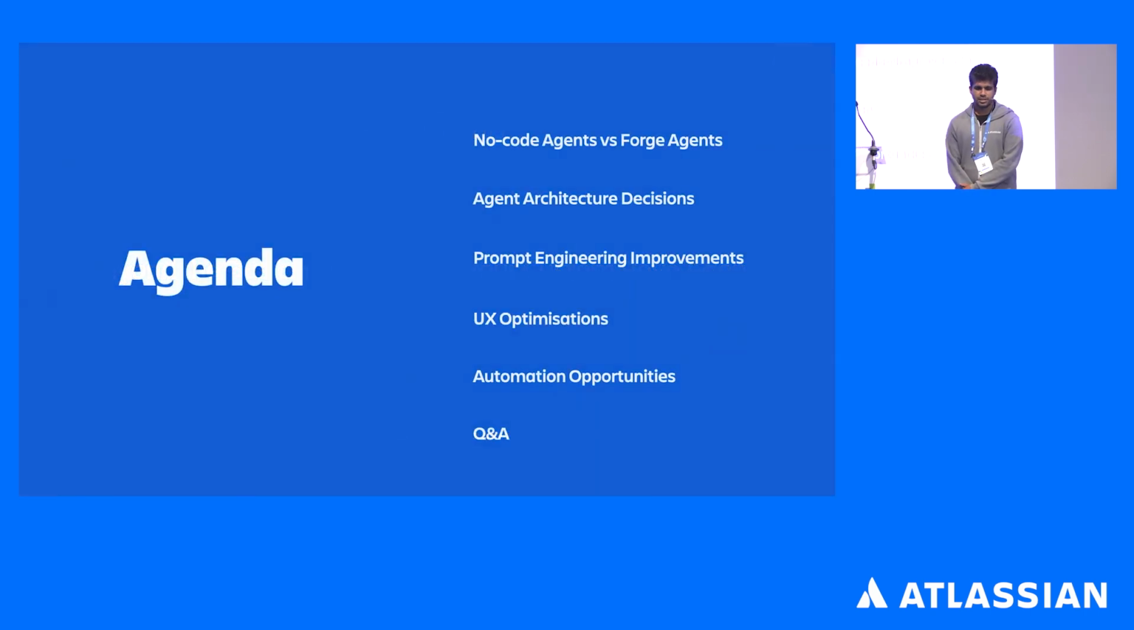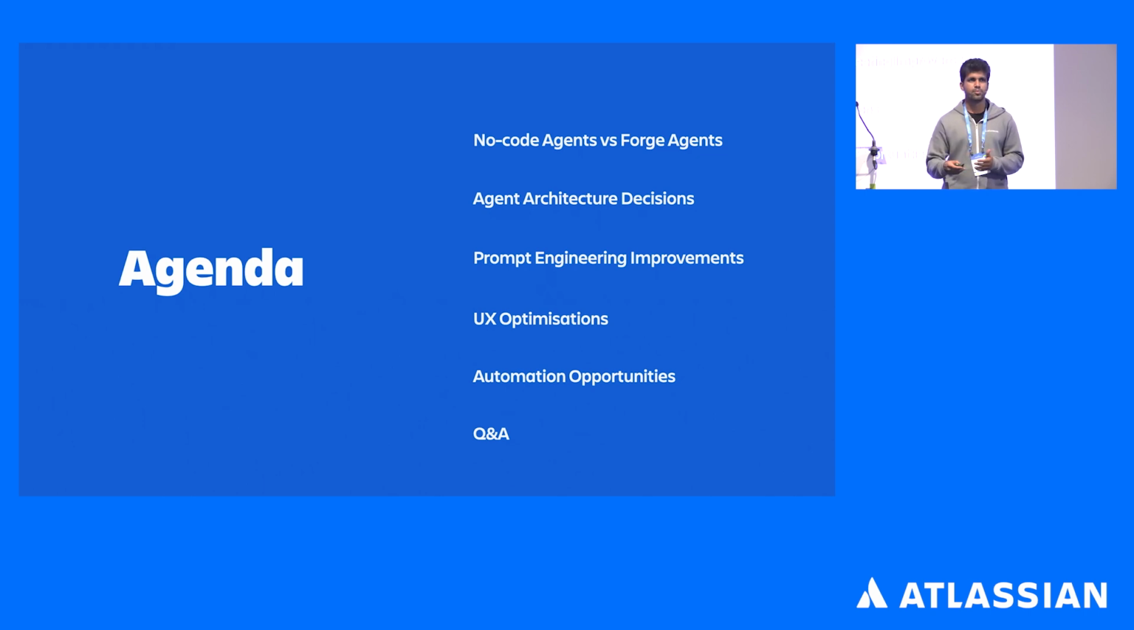Today in the agenda, we'll start off with no-code agents versus Forge agents. There are two ways of building custom Rovo agents. We'll take a look at how both of them are different and when to use which one. Then we'll take a look at the agent architecture, like how to decide how to architect your AI agents and what thought process should go into it. Once you have decided, okay, this is the agent that I want to build and how I should architect it, then we'll take a look at prompt engineering.